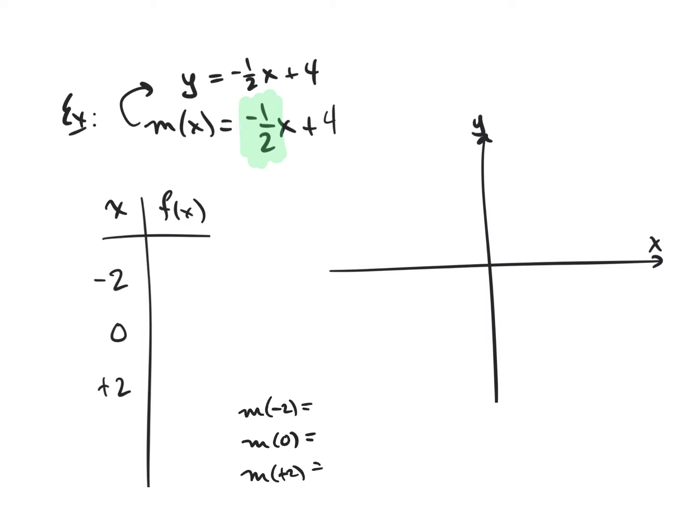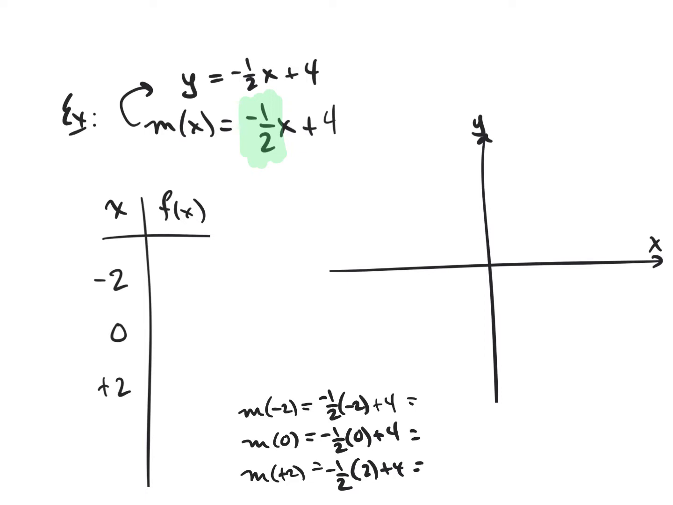So again, that just means wherever you see an x, put in -2. Wherever you see an x, put in 0. And wherever you see an x, put in 2. Right? We'll just do that arithmetic. Again, feel free to use your calculator if you want to.